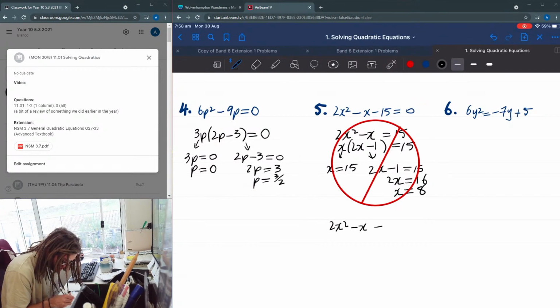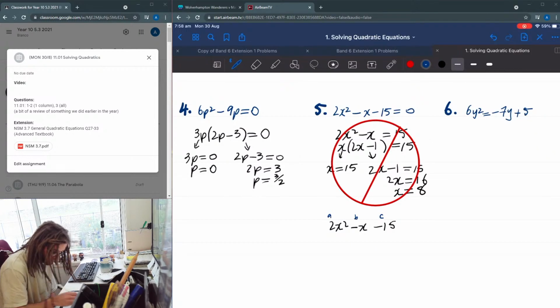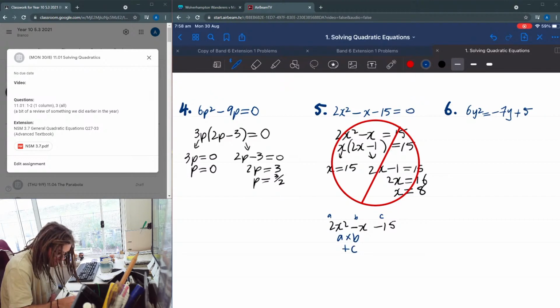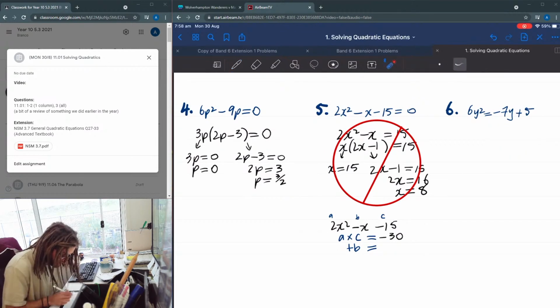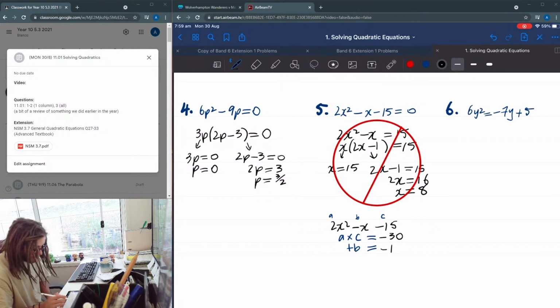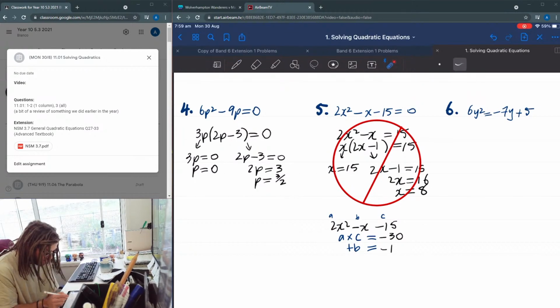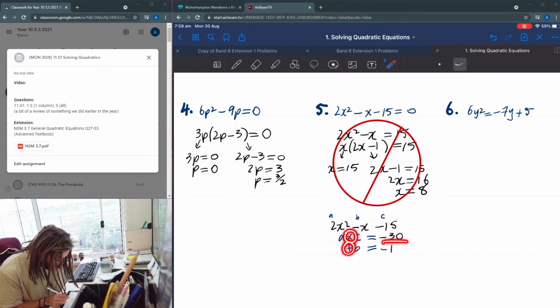So what I do now is I go, okay, 2x minus x minus 15. This is a, b, c, and I always write a times b plus c. No, a times c plus b. I wonder if people remember this. Okay, a times c is minus 30. So that was this times this. Plus b, that's just minus 1. Okay, and then what I do is I think of two numbers that times to give negative 30 and add to give negative 1.